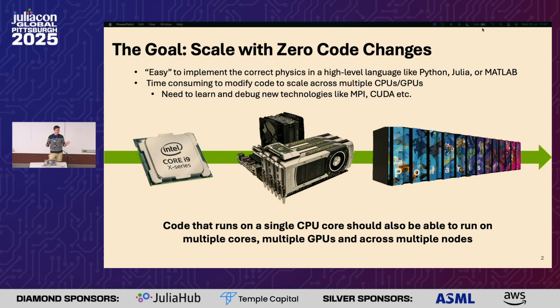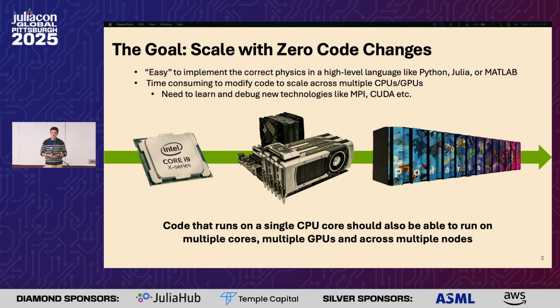The high-level goal of our package is to take code that you have written as a user and scale it across whatever system you have access to, whether that be a single CPU, a multi-GPU system, or a supercomputer, without you actually having to change any lines of code at all. So code that runs on a single CPU should also run on multi-GPU as well as your supercomputer.